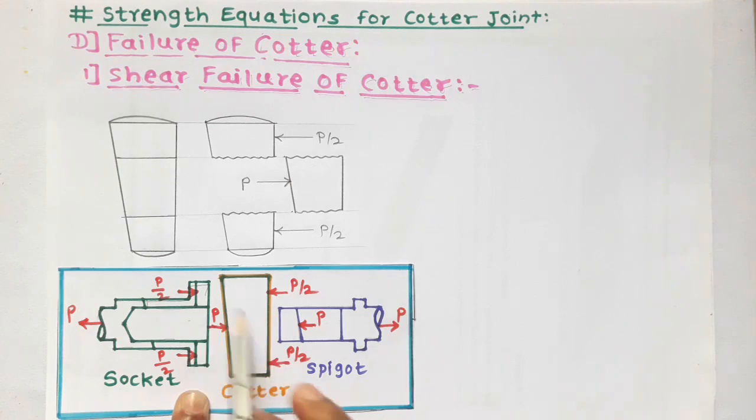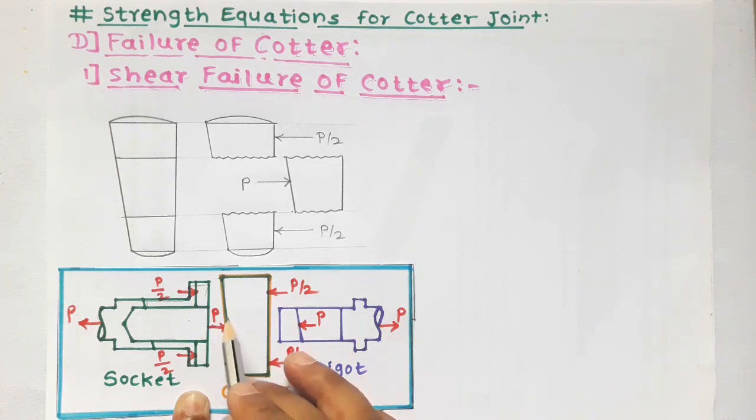So this is the free body diagram of quarter joint, and particularly this is the quarter and the forces acting on this quarter. So this force P which is acting towards right side is because of spigot, and these two forces P by 2 are due to socket. So this P by 2 and P by 2 forces act towards left side, and this force P due to spigot acts towards right side.